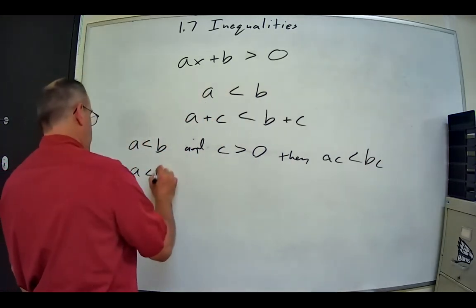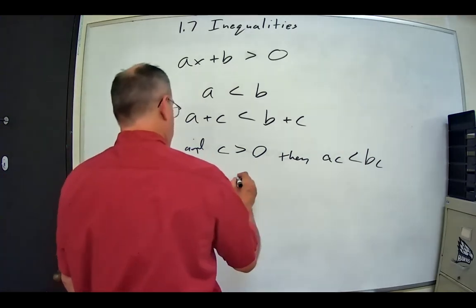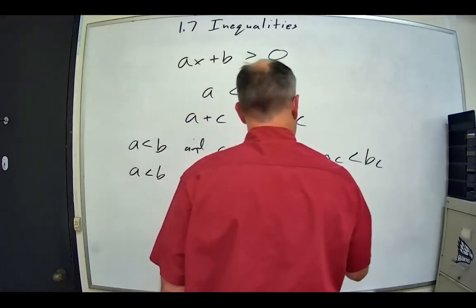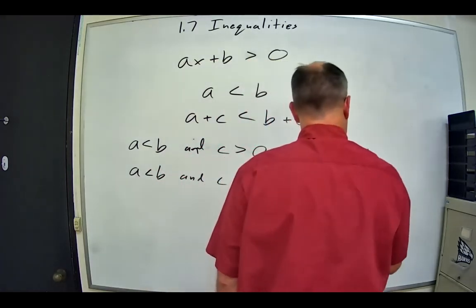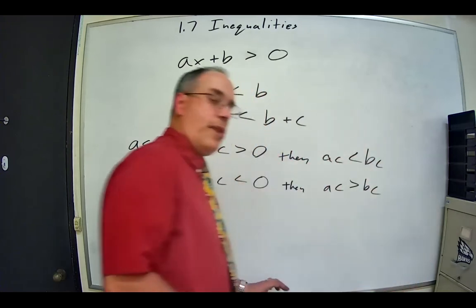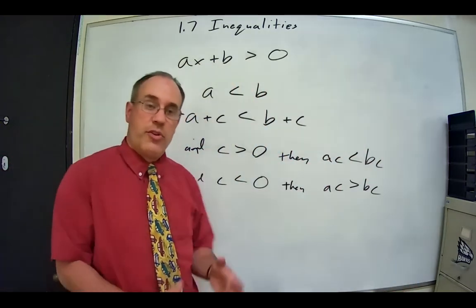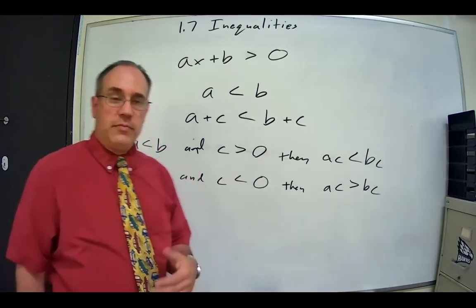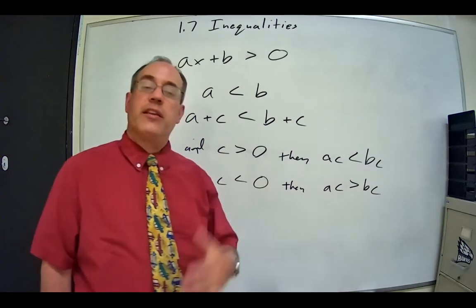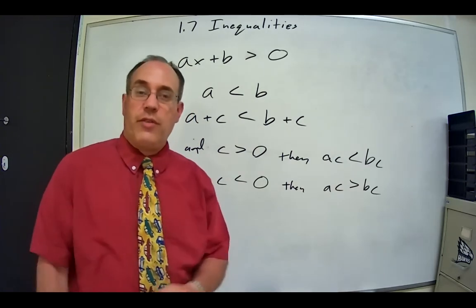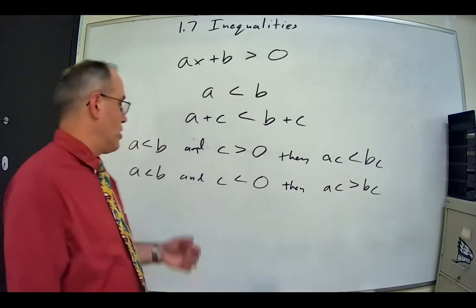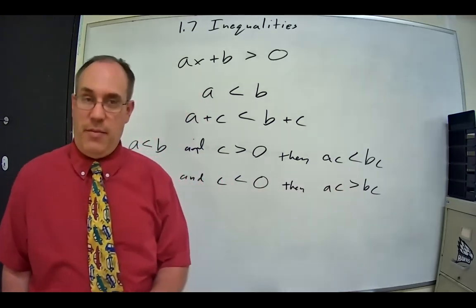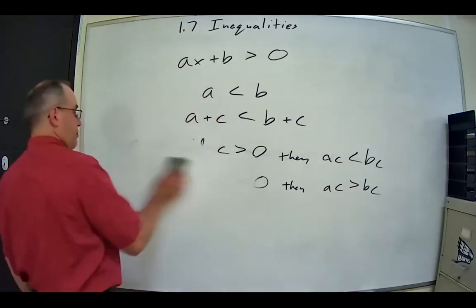But if a is less than b and c is less than 0, so if it is a negative number, then a times c is going to be greater than bc. So basically, the difference between dealing with an equation and multiplying both sides by the same thing, and inequalities, is that if you multiply both sides of an inequality by a negative number, the direction of the inequality will change. If it was less than to start with, it's going to become greater than. If it was greater than to start with, it's going to become less than. So let's do an example.